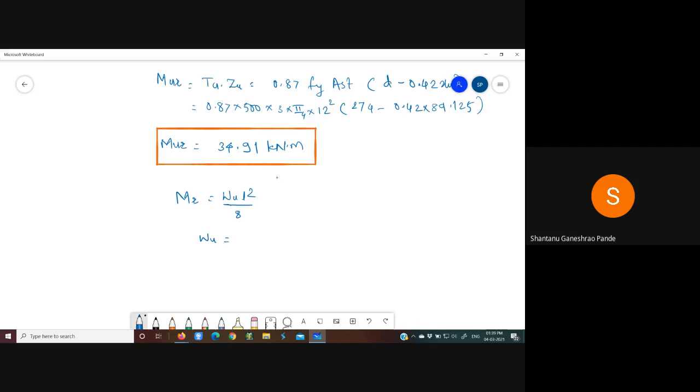So this MUR value is 34.91 into 8 divided by L square, which is 3 square. Tell me this ultimate load carrying capacity value. 31.03 kilonewton per meter. So this is the load carrying capacity. Now this is the ultimate load carrying capacity, and it includes self weight. If you have to calculate superimposed load, such as live load, you have to deduct self weight from this value, that will be Wu minus self weight of beam.